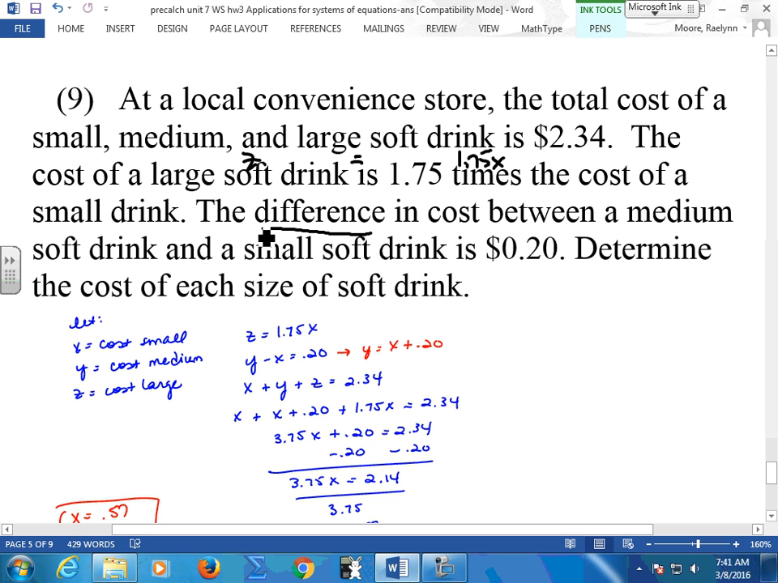Difference means what? Subtract between a medium and a small. Which one has to be more? Which is going to cost more, a medium or a small? Medium. So you're doing a medium minus a small. Y minus x is 0.20. There's another equation. And altogether, the total cost, there's your third equation. Pull them right out of the words. You want the cost of each one.